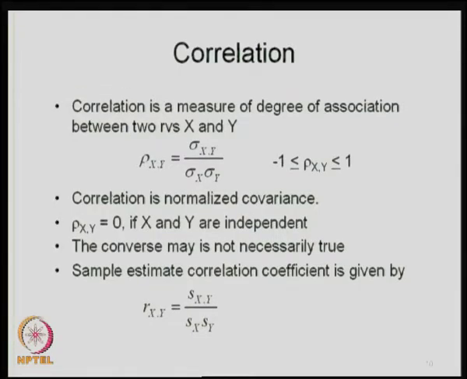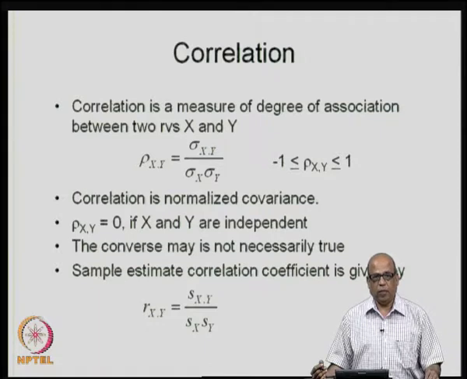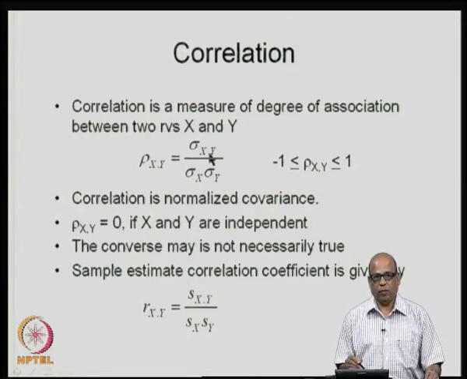Now, from the covariance we move on to an important concept called the correlation. The correlation is actually a measure of the degree of association between two random variables x and y. As you can see from the definition, we define the correlation rho x y as the covariance sigma x y divided by the standard deviation of x multiplied by the standard deviation of y. This is a normalized covariance. So, we are normalizing the covariance sigma x y with respect to the standard deviation of x and standard deviation of y.